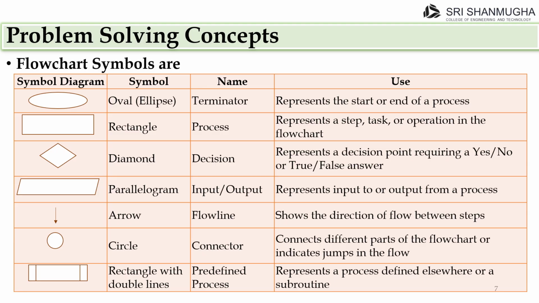Here we will use it when we are using something elsewhere as a subroutine. When writing a program, if it has some subroutine, we have to use this rectangle with double lines.